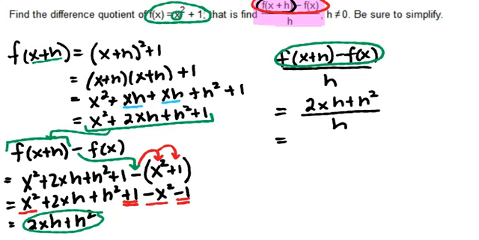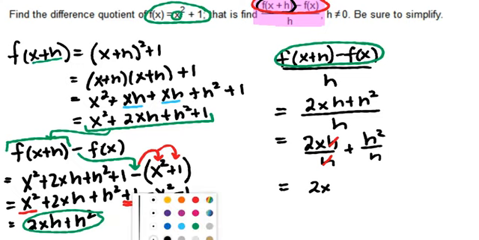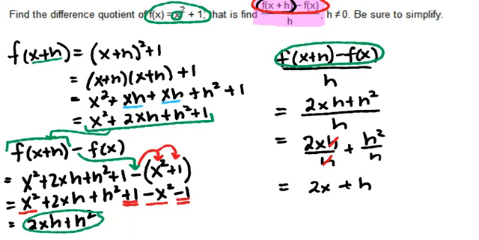and we have two terms in the numerator, which means that we can distribute the division to those two terms. That would give 2xh over h plus h squared over h. The h's cancel from the first term, leaving you with 2x. And on the second term, h squared over h would be h. So the difference quotient for f of x equals x squared plus 1 is 2x plus h.